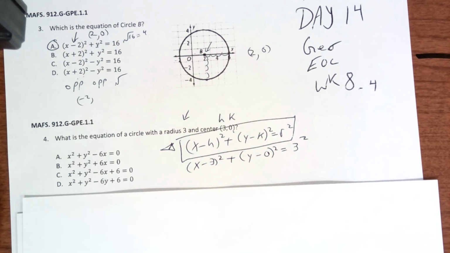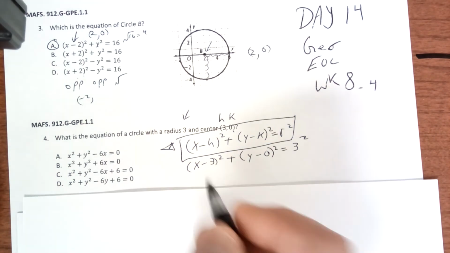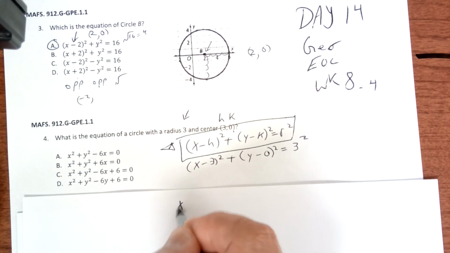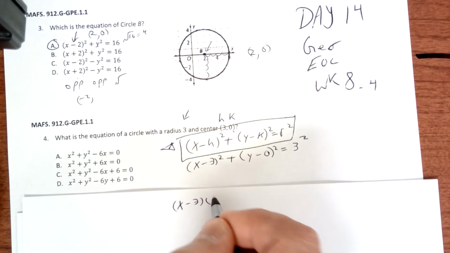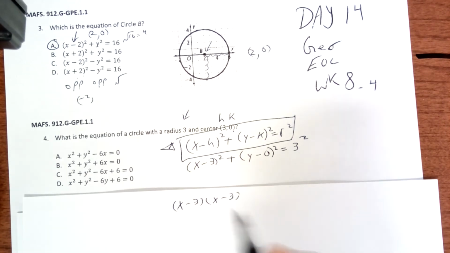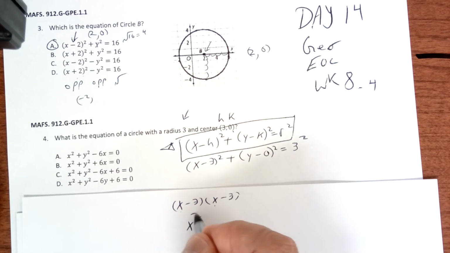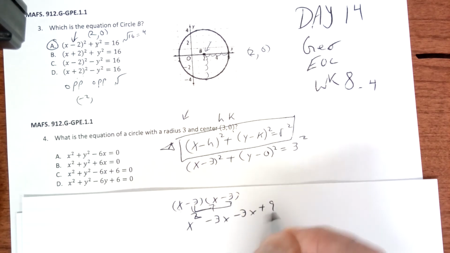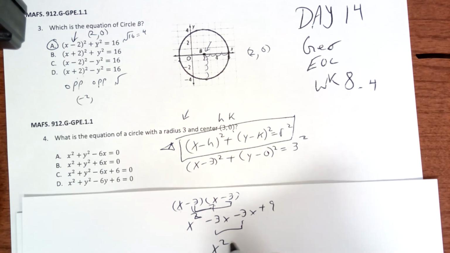Okay, so apparently we have to do FOIL on this. So it's going to be x minus 3, x minus 3, so x times x is x squared. x times negative 3 is negative 3x. This is a negative 3x. This is a positive 9. That gives you x squared minus 6x plus 9 equals 9.